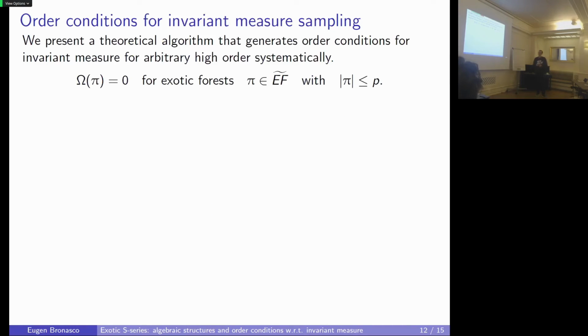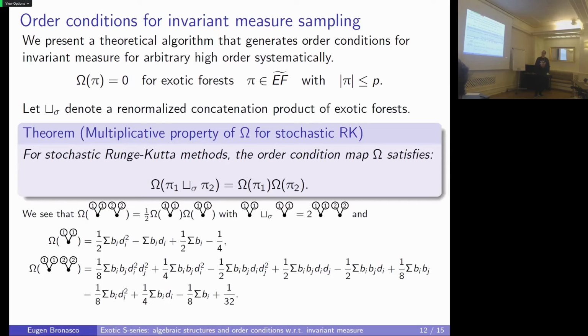We present a theoretical algorithm that generates order conditions. The algorithm generates these omegas of pi, and we obtain an order condition if we say that it should be equal to 0, where pi is from a nice subset of exotic forests. Now we have the following property. Let this square cap sigma denote the renormalized concatenation product. If we consider stochastic Runge-Kutta methods, then we have a nice property of this omega map: omega of pi1 concatenated with pi2 is equal to omega of pi1 times omega of pi2.